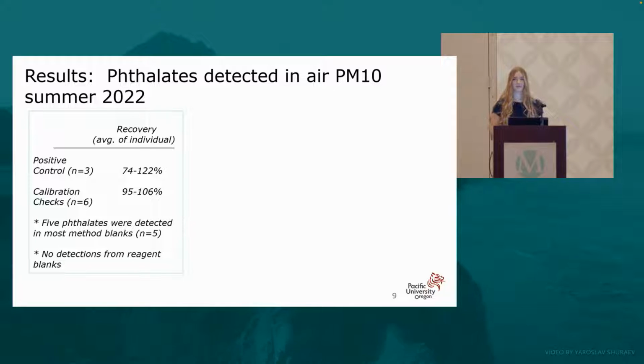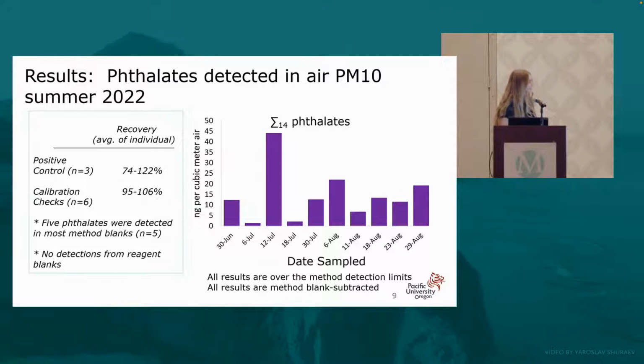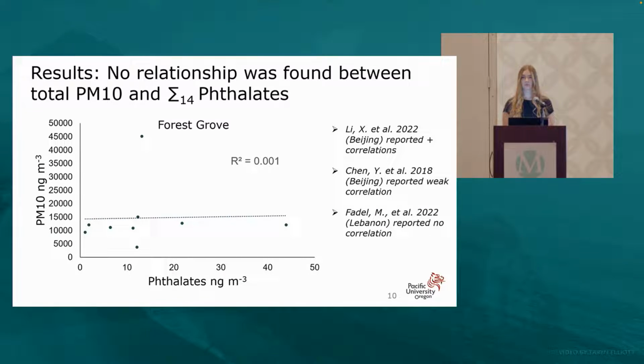Once all of our data is finally method blank subtracted, we're able to make a graph that looks like this. So these are an overarching graph of our results. So this is the sum of 14 phthalates detected in 10 different sampling dates over the summer. So pretty cool.